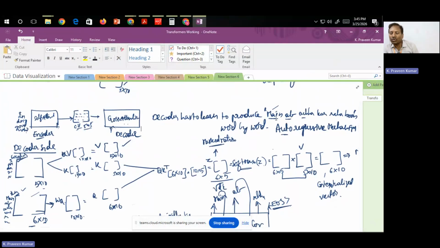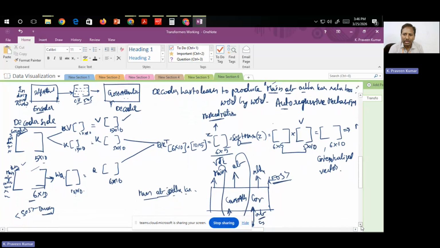Auto-regressive in the sense that here the word "main" is passed as an input to the decoder to produce "ab", and "ab" is passed as the input to produce "acha". Like this, every word is given as an input to produce the next word as the output. So this is called auto-regressive. This is the way GPT works actually. So that is what we are doing.